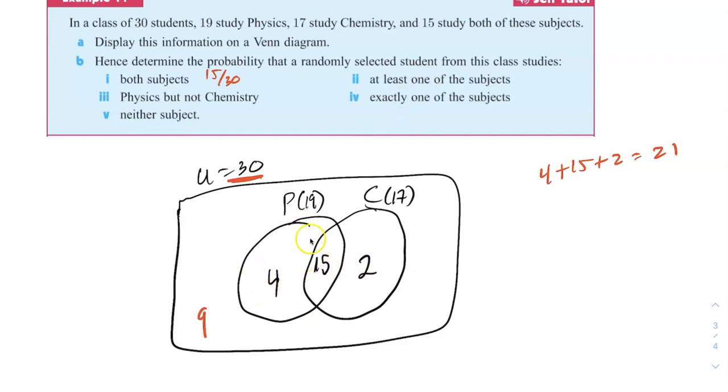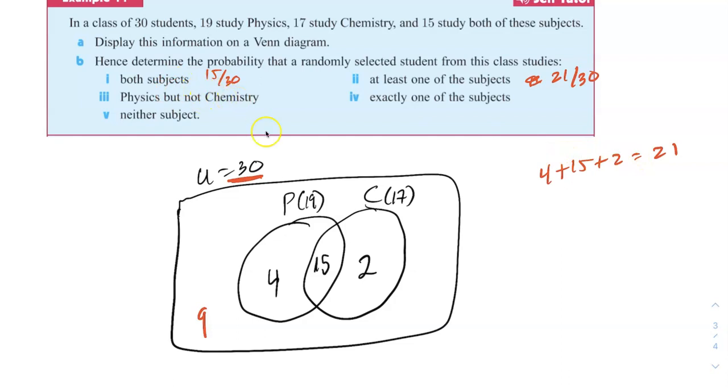So 4, 15, and 2. All this is at least one. You can study this one or that one. It's one or more is at least one. So we're going to have 4 plus 15 plus 2, which is 21 over 30. We did that. We added all that up before right here.